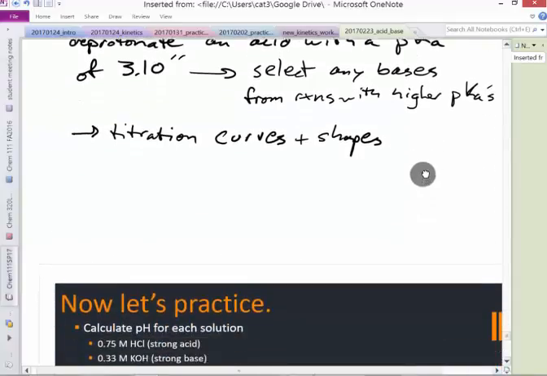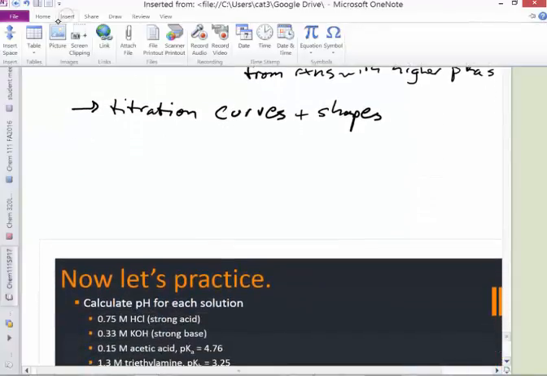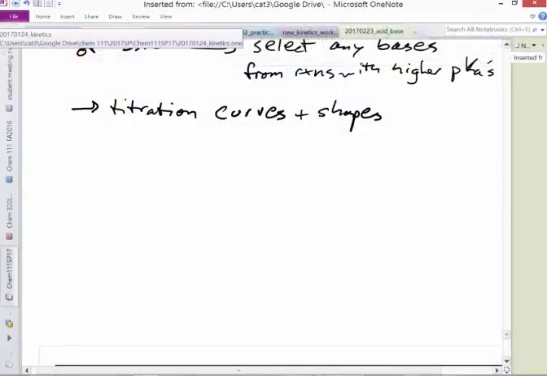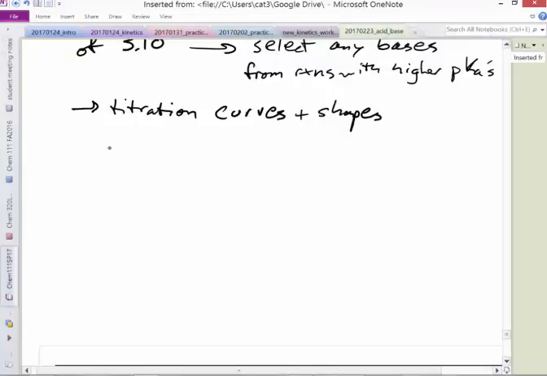All good. Titration curves and shapes. You'll get this primarily in lab, but at least one section has a worksheet for this based tomorrow. So I figured we should talk about it here. On a titration curve, you will plot pH on the y-axis.